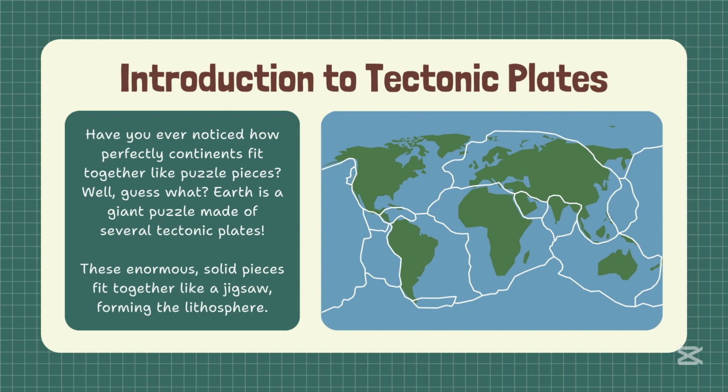It's not one solid piece, but broken into big chunks called tectonic plates. These plates make up the lithosphere, which includes the Earth's crust and the upper part of the mantle. These plates float in a softer layer called the asthenosphere. And guess what? They are slowly moving all the time.